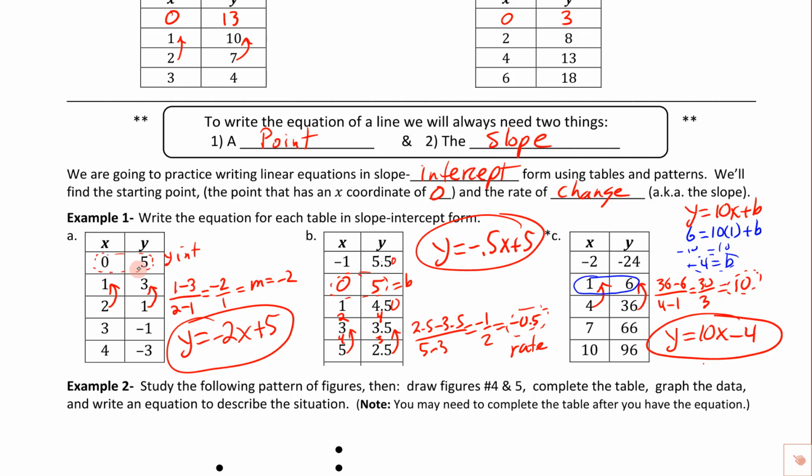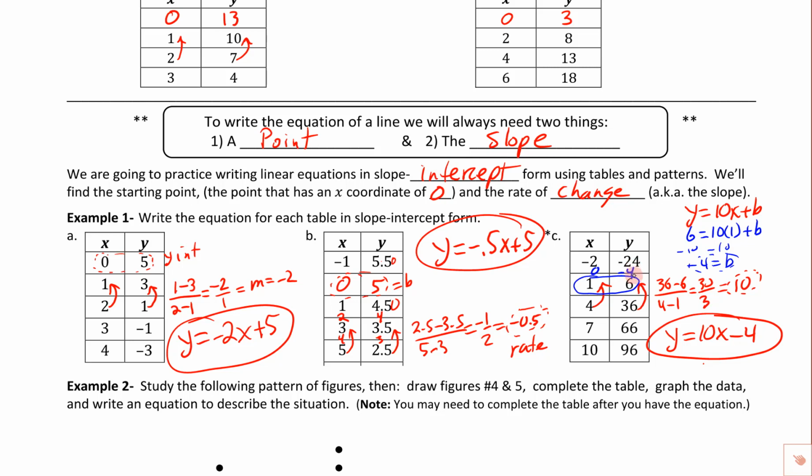So if they give us the y-intercept, that makes things really easy. Really all we need to do is provide the rate of change. This one was a little bit tricky, finding the y-intercept, but we could kind of do that by just logic and reasoning there. This one we had to find the rate of change, plug that into the slope-intercept form, and then plug in another one of these points in order to figure out what the starting point was. So what we're saying here is the starting point on this one, if we wrote it down, would be 0, -4.